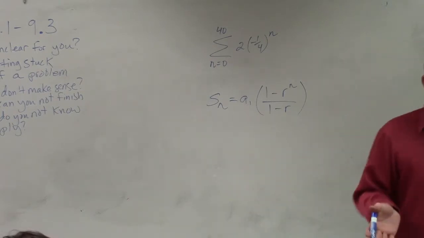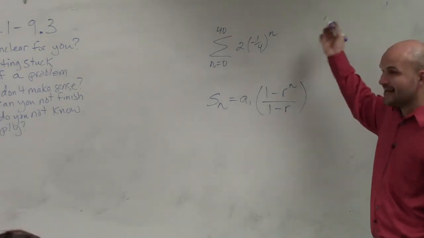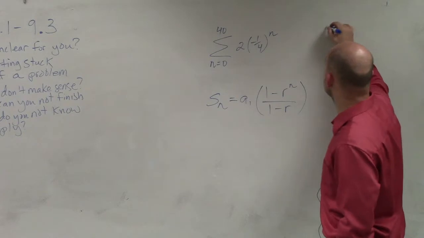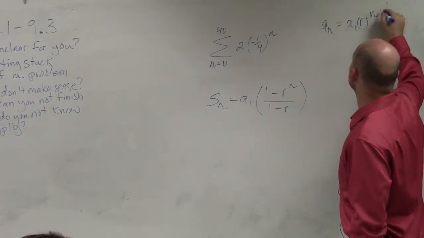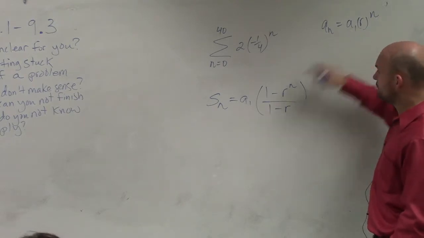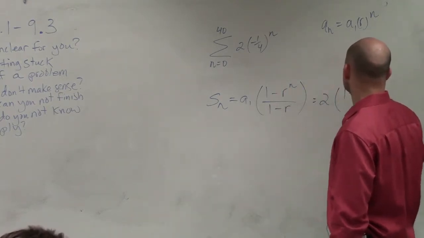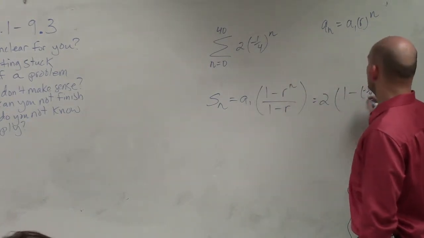All right? So in this case, what we need to do is determine what a sub 1 is. We also need to determine what our n is going to be. Well, our a sub 1, remember the formula for a geometric series? A sub n equals a sub 1 times r raised to the n, right? So a sub 1 is 2. So that equals 2 times 1 minus r, which in this case is negative 1/4, raised to the n.